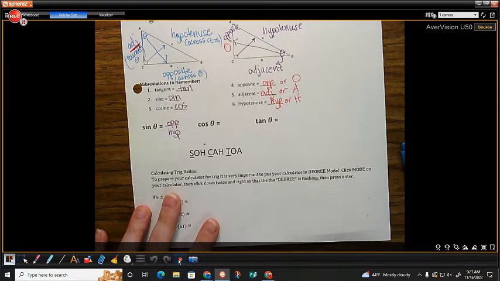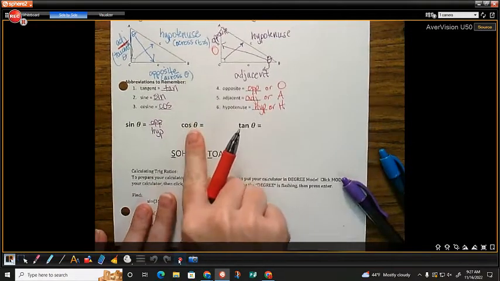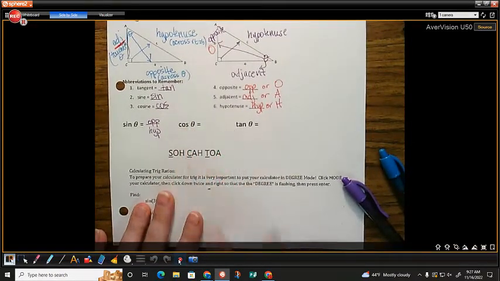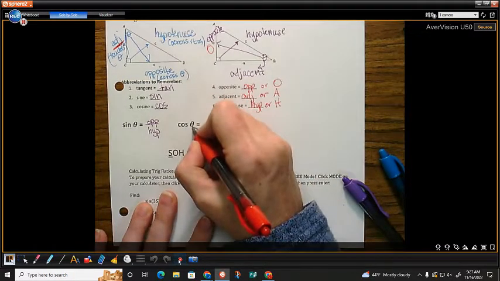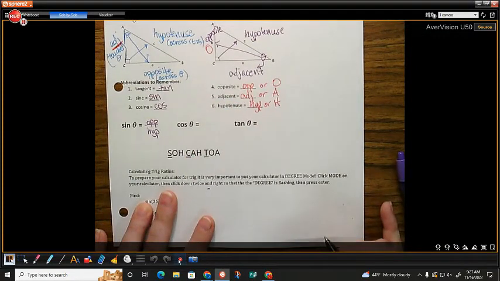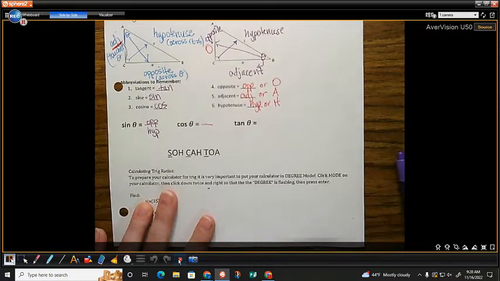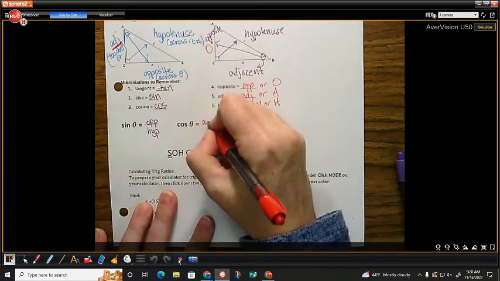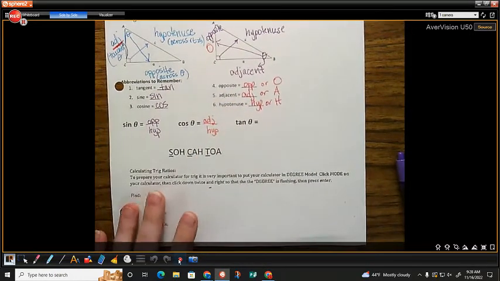I need somebody else who would like to attempt to read what this one says. Cosine theta equals. Cosine of theta equals. You want to know what the cosine of theta equals? Too bad, you have to find out anyway. It's actually the ratio of the adjacent side over the hypotenuse.